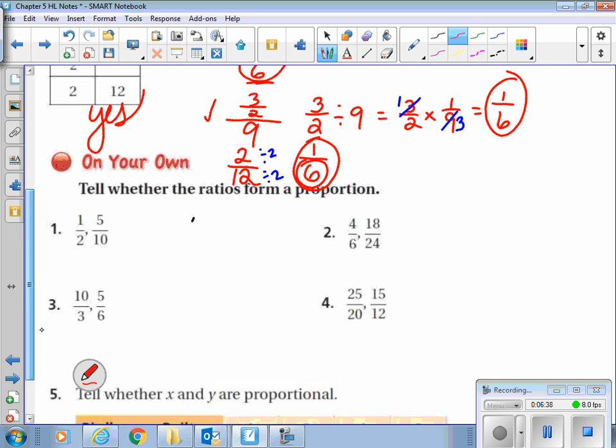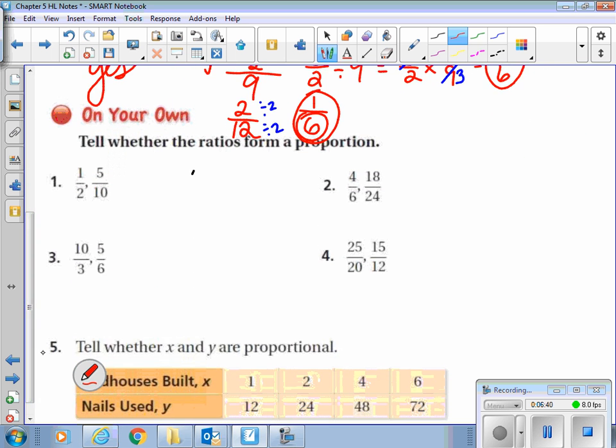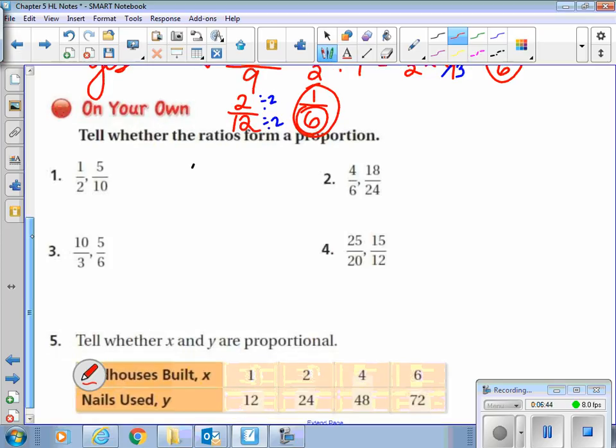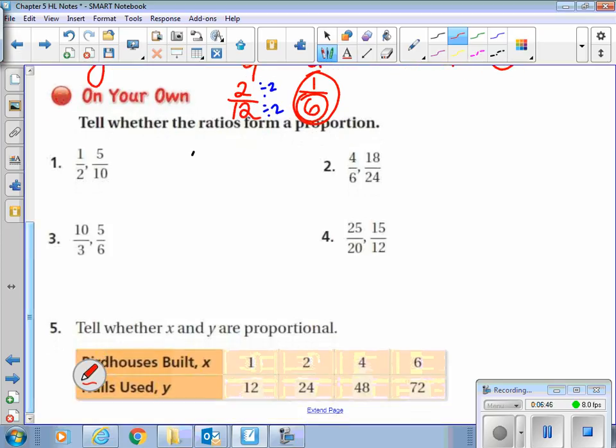So I want you to pause the video now and see if you can do the 5 problems on your own. The first 4, you're just telling whether or not the two ratios are a proportion. So you can go either way there by doing your cross products to see if they're the same, or by simplifying your fractions, whichever one you feel more comfortable with. And in number 5, you're going to tell whether x and y are proportional, just like we did in example 2. So check, is x over y the same for all of them? Pause the video now, do your work, and then come back and check your answers.